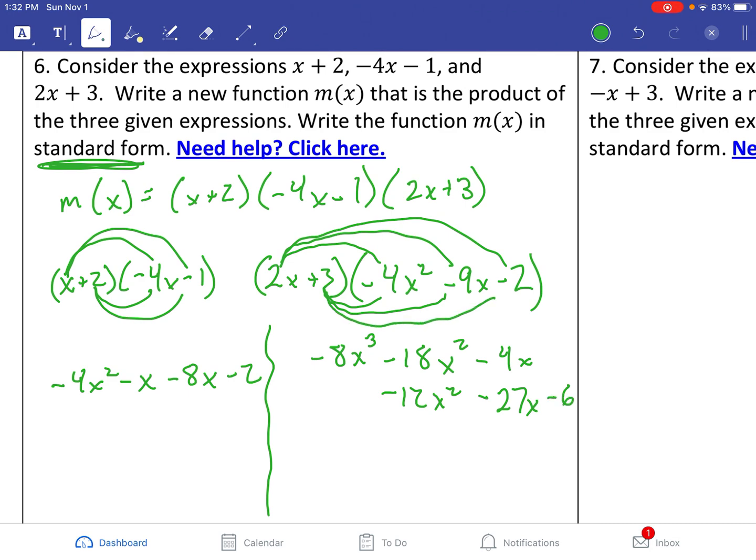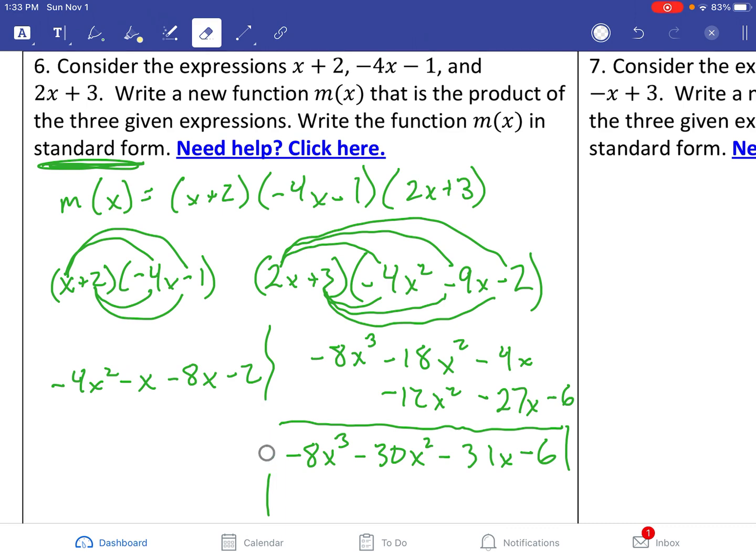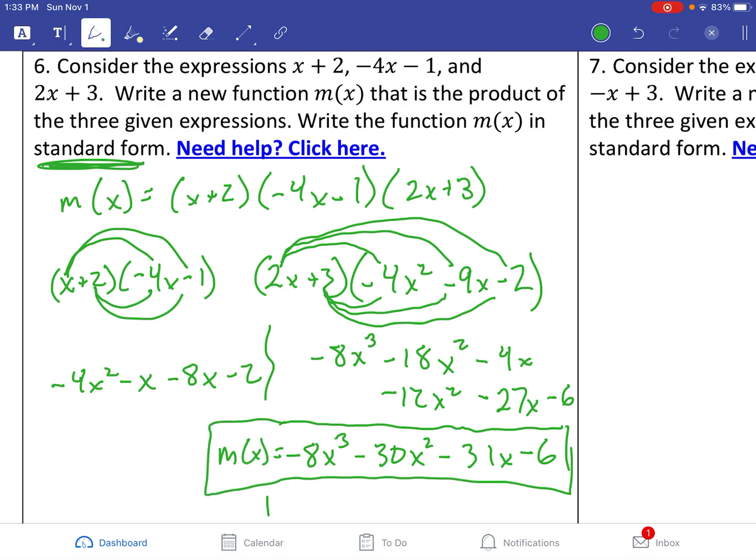Okay, so I've written them down in columns where the like terms are going to be combinable. So I have negative 8x cubed, minus 30x squared, minus 31x minus 6. And that is the function, but I forgot one thing. Let's erase this line right here, because it's got a name, the function is called m of x. So make sure you put that down. There we go.